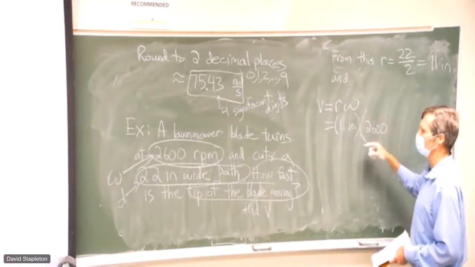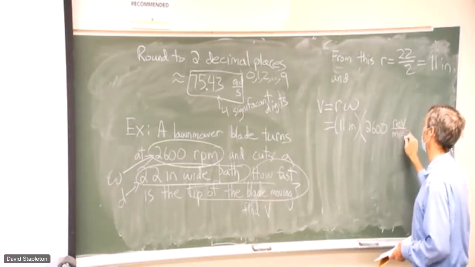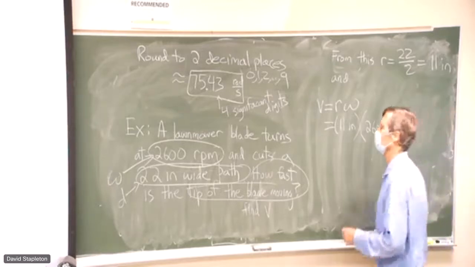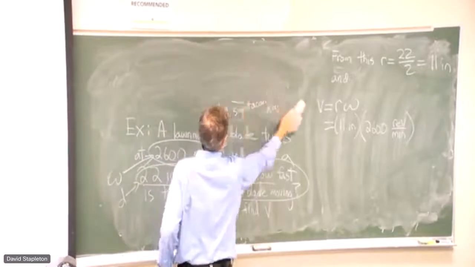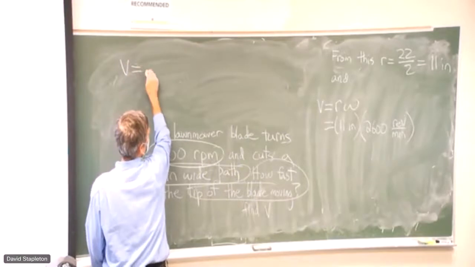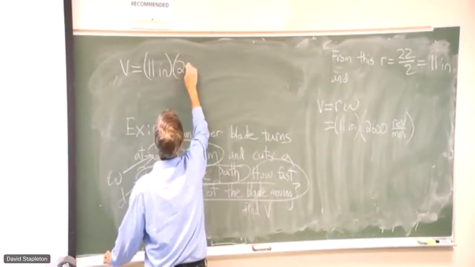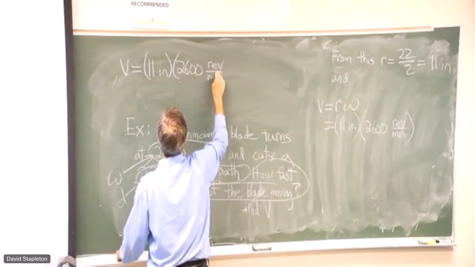2,600. And I'm going to write RPM as revolutions per minute, as a ratio, in order to change the units. I'm going to plan ahead for a minute. So v is then equal to 11 inches times 2,600 revolutions per minute. And I need to convert this.